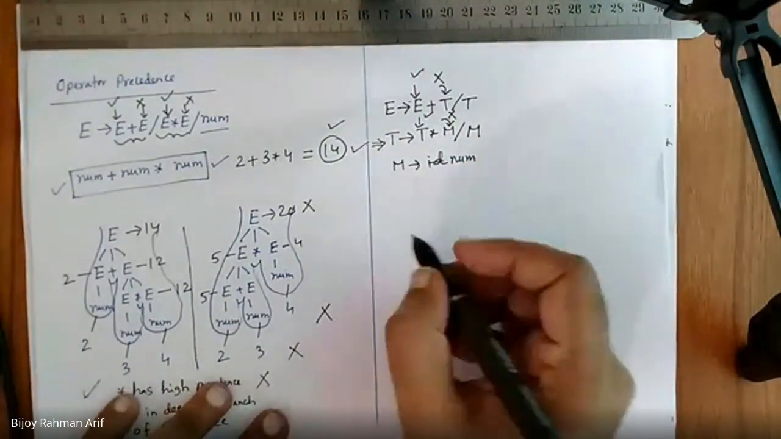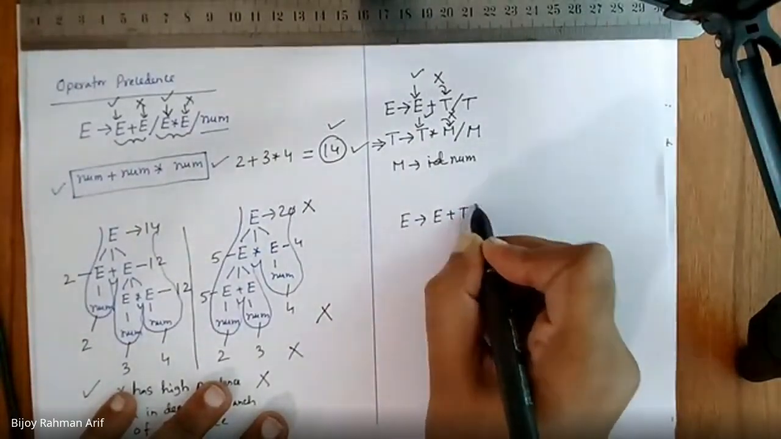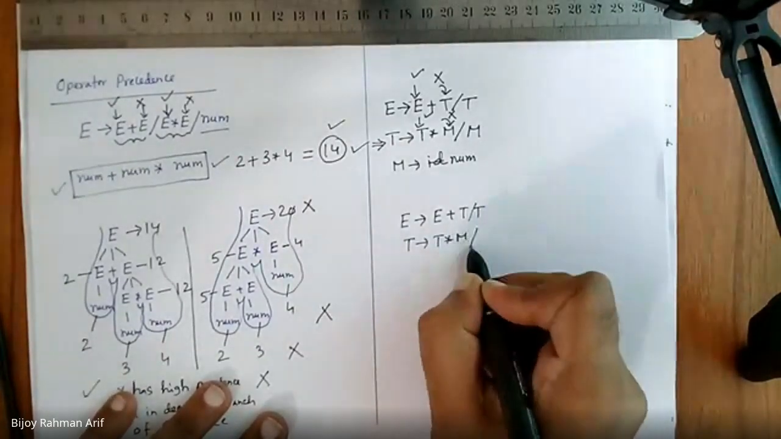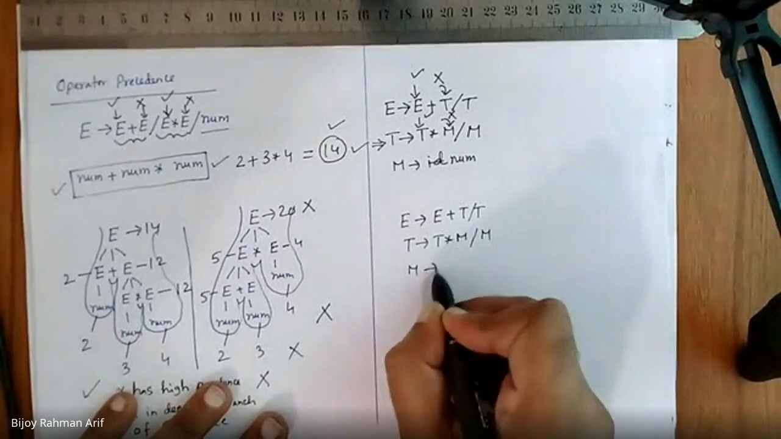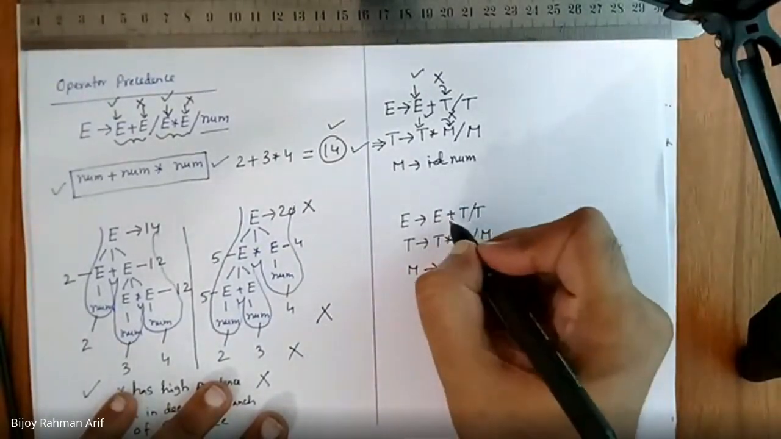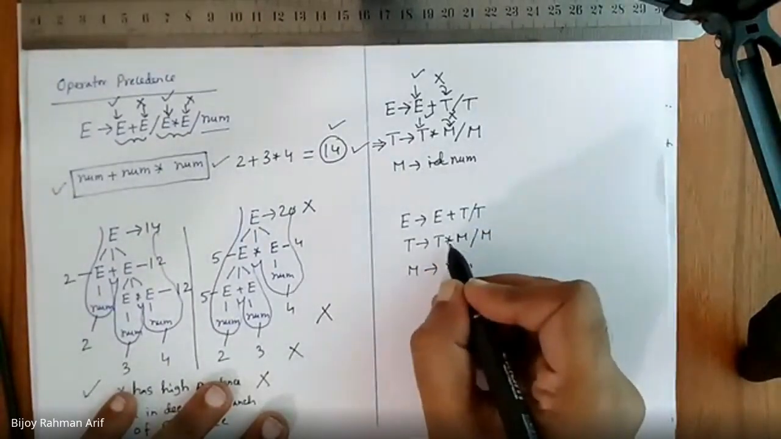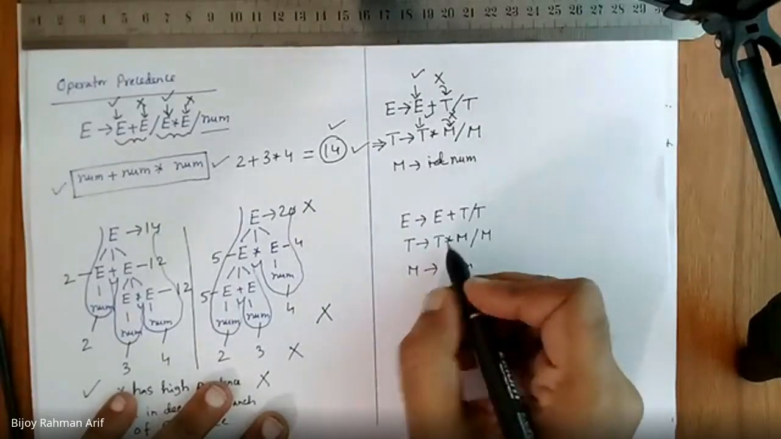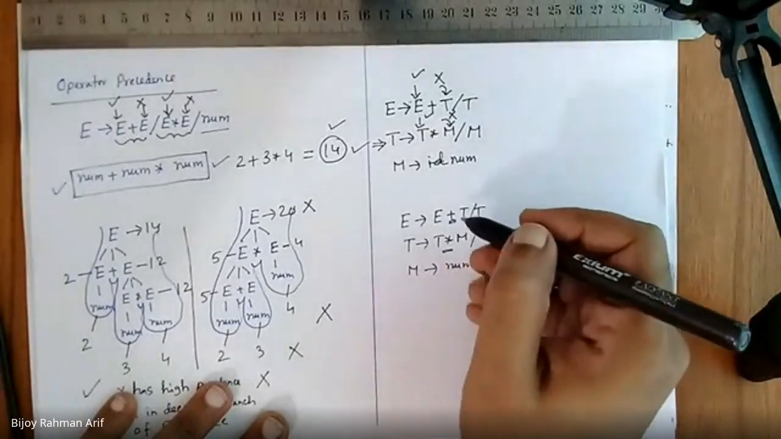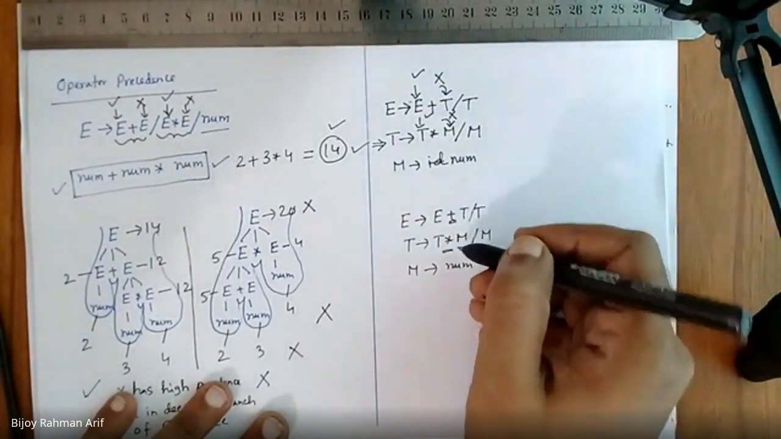Let's rewrite this grammar. E derives E plus T or T. T derives T star M or M. M derives num. In the first product, there is only left recursion, so that's why plus is left associative. In this product, there is only left recursion, that's why star is left associative. And as the level of star is under plus, star has higher precedence.